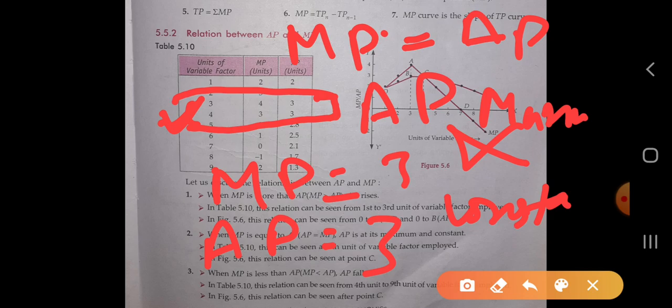Okay, all the values are less than 3. So if the condition is that MP equals AP, then AP will be maximum, and it will be constant. Why? Because at the third and fourth unit it is constant. That means it is 3 and 4 in both units, that is the third unit and the fourth unit.